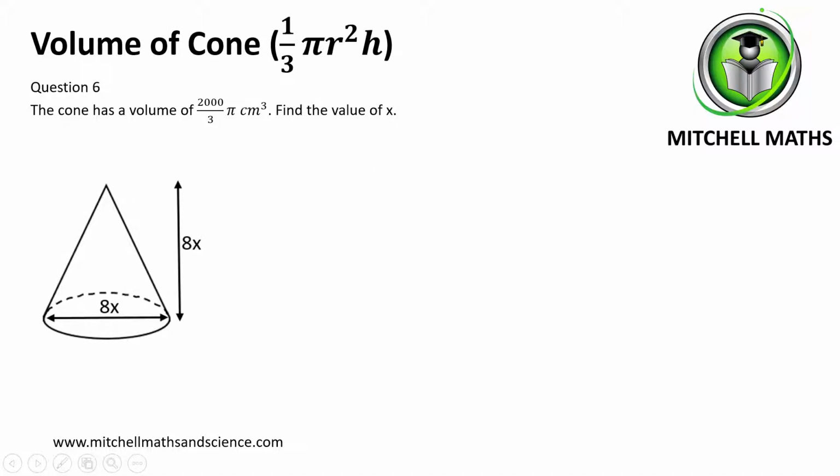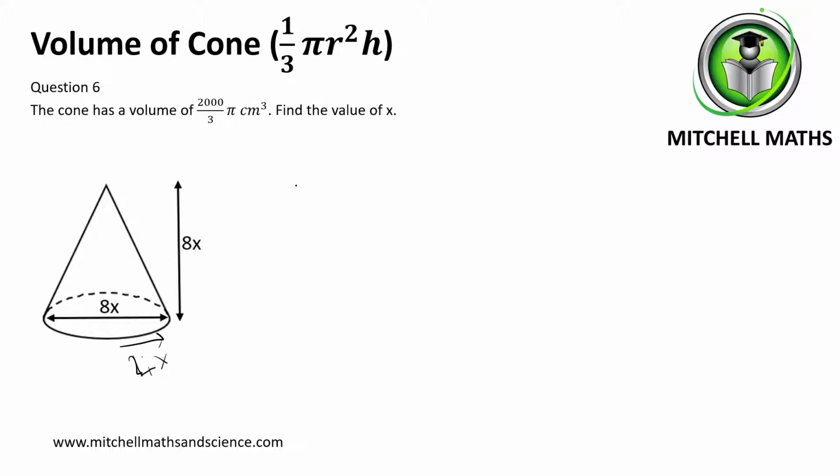And the last question is the cone has a volume of 2000 over 3 pi centimetres cubed. Find the value of x. Well, I've been given 8x, which is the height. I've also been given 8x, which is the diameter. The first thing I'm going to want to do is get the radius. I'm going to divide 8x by 2 to get the radius, because that's the diameter. And that will give me 4x. So 4x is the radius.